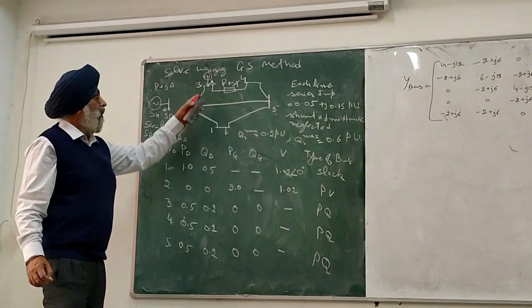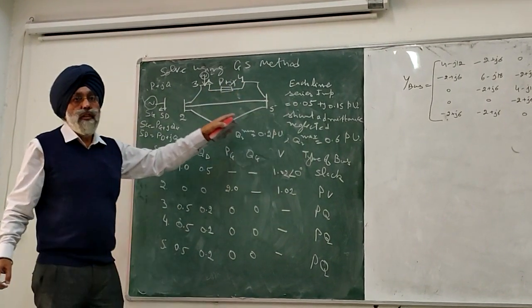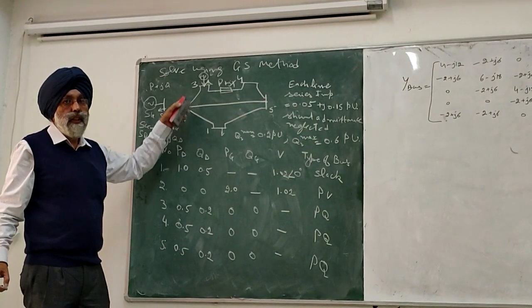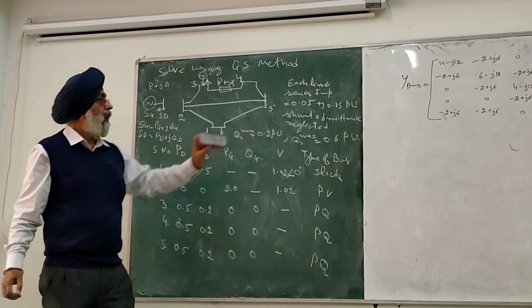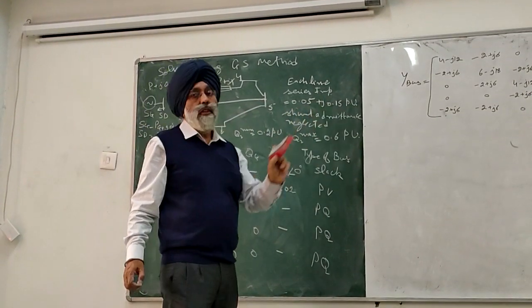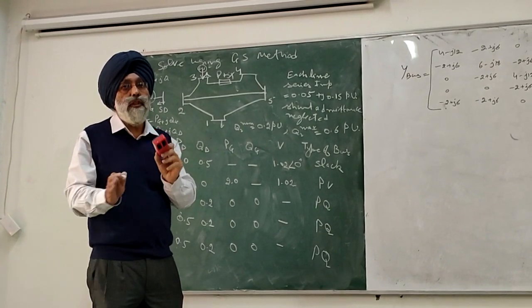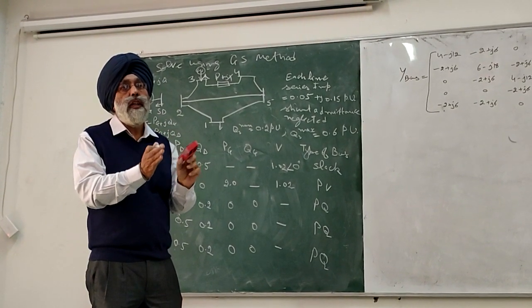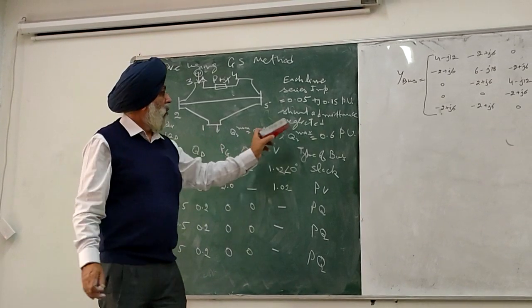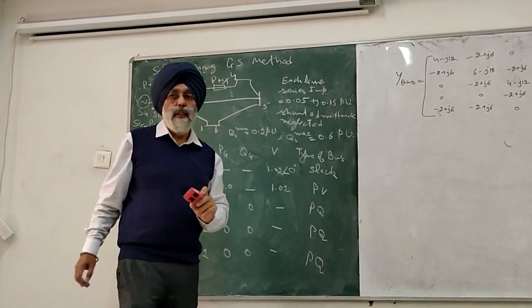Means the conductors are of the same type and have the same length, so all the conductors have the same impedance. Here we have assumed a simple problem in order to understand how we can apply the Gauss-Seidel method. So its shunt admittance is neglected.